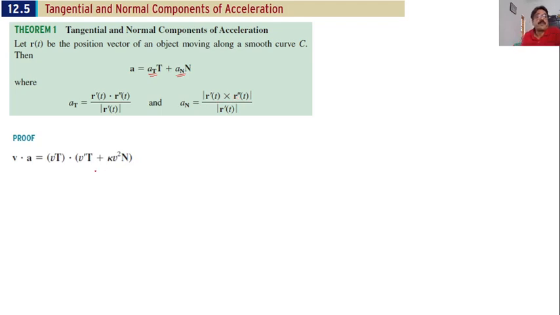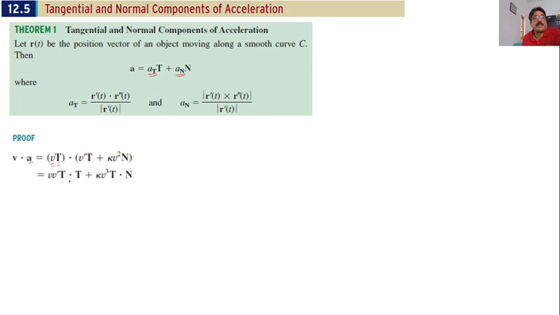Now how do we prove it? We know v. Let us take v · a. v · a is equal to, v is v T, where v is the speed and T is the tangent vector. So v T · (v' T + κ v² N). This we have already got, a = v' T + κ v² N. So by taking the dot product, you will get v v' T · T + v κ v² T · N, that is κ v³ T · N.